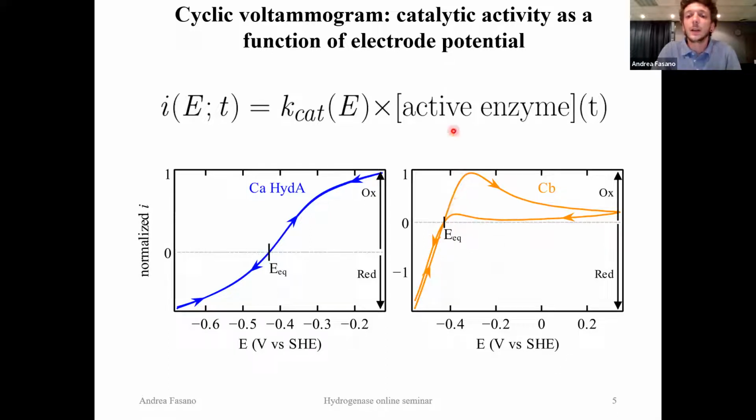Now, when the active fraction of the enzyme changes in the time scale of our experiment, it is detectable by a very different shape of the scan back compared to the scan forward, which leads to this strong hysteresis. These kinds of catalytic shapes, we're not going to discuss in detail in this talk. We will only focus on shapes in which the scan forward is exactly the same as the scan backward, meaning that the active fraction of the enzyme is constant over the entire duration of the experiment, and we only look at the steady state response of the enzyme as a function of potential.